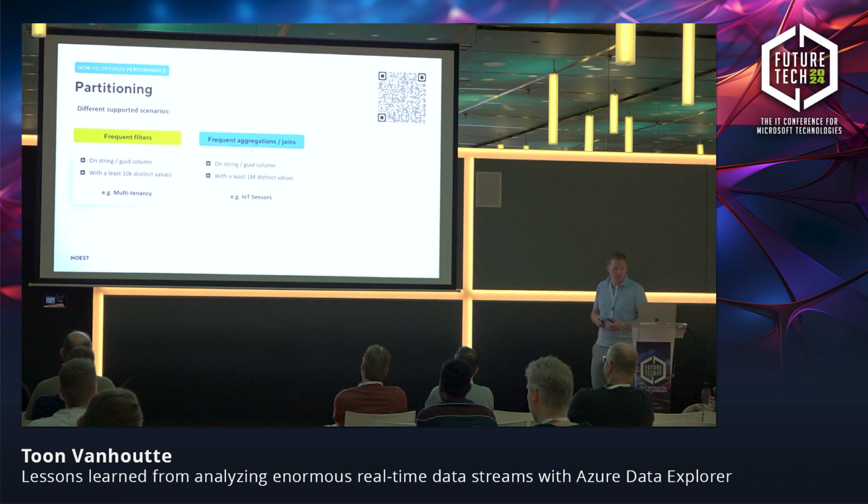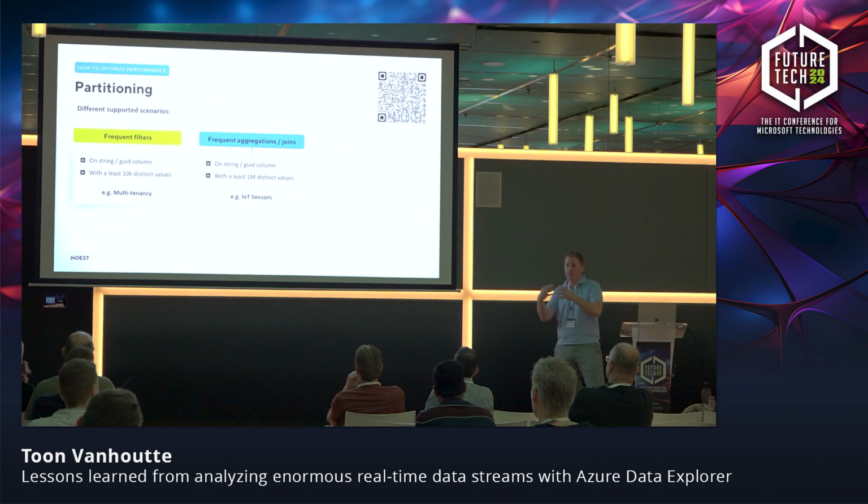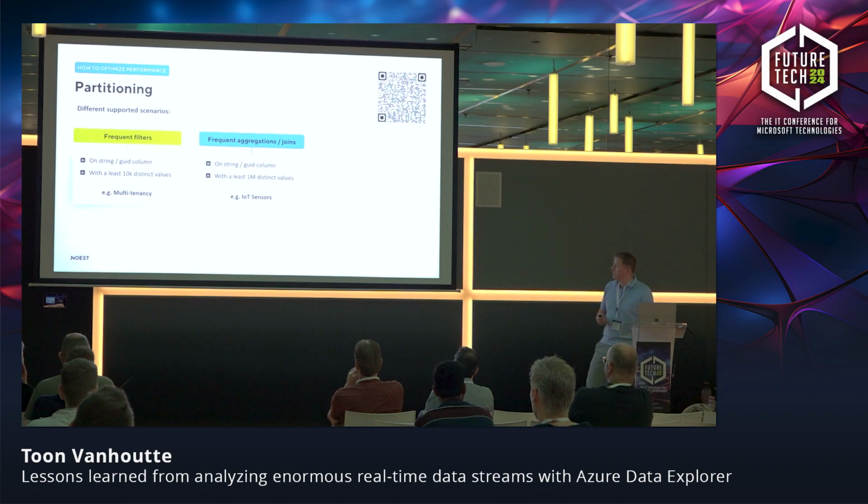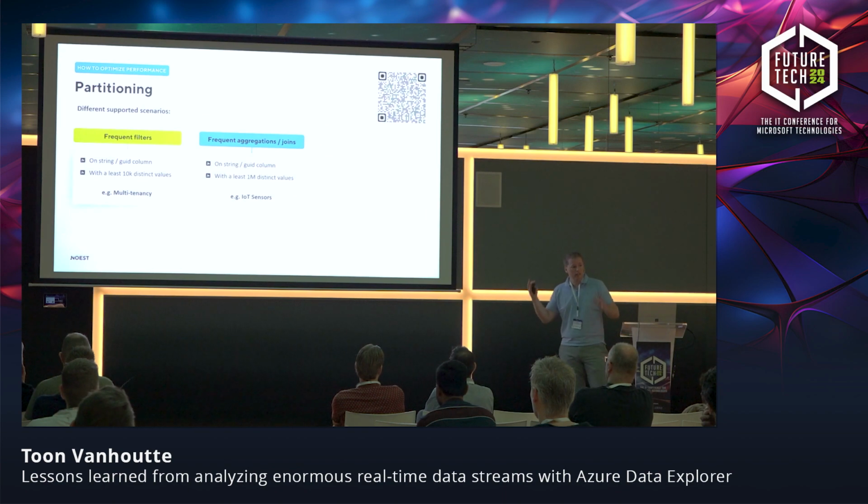The same is true for frequent aggregations. So if you're doing aggregations quite frequently on certain values, also there it can be recommended to partition. For example, per device or per sensor ID, you will do a lot of aggregations, so you can also partition on that. There, the recommendation is to have at least 1 million distinct values. That's a guidance by Microsoft, because they see if you have not enough sensor data, it's better not to partition and just keep everything in one spot, because it will just be faster.